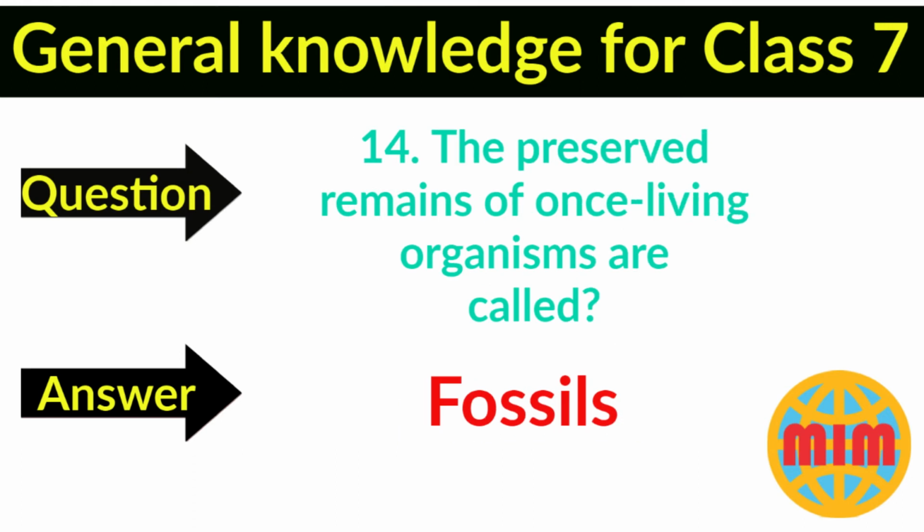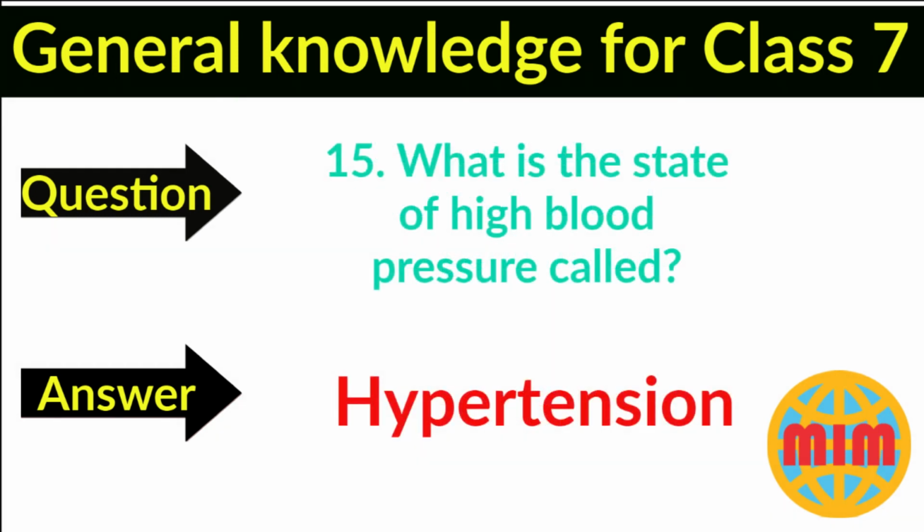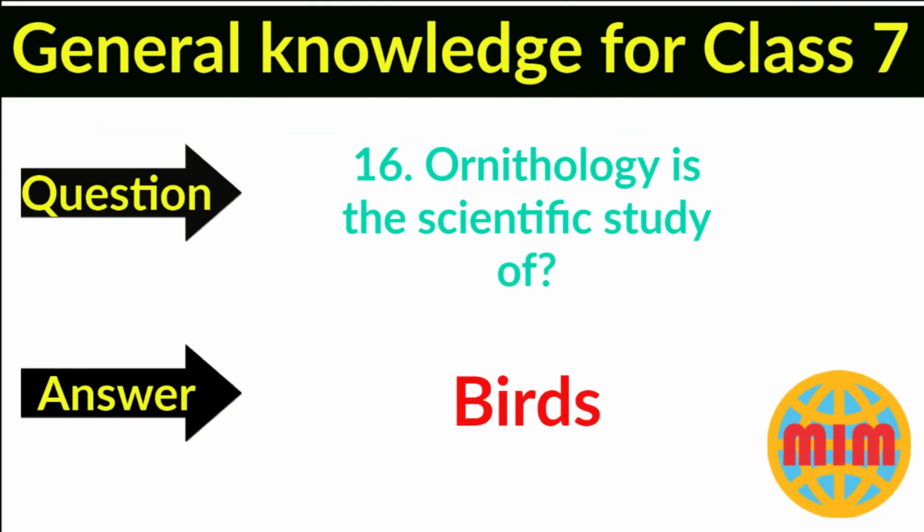Question number 14. The preserved remains of once living organisms are called? The answer is fossils. Question number 15. What is the state of high blood pressure called? The answer is hypertension, high BP. Question number 16. Ornithology is the scientific study of? The answer is birds.